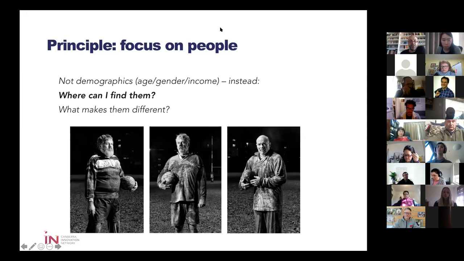Anyone want to tell me a better way of describing these people? Where would I find them? They're football players, maybe Masters football players. It's dark, maybe they're playing after work. Jackie or Josh, where am I going to find them? At the field, right? It's powerful.